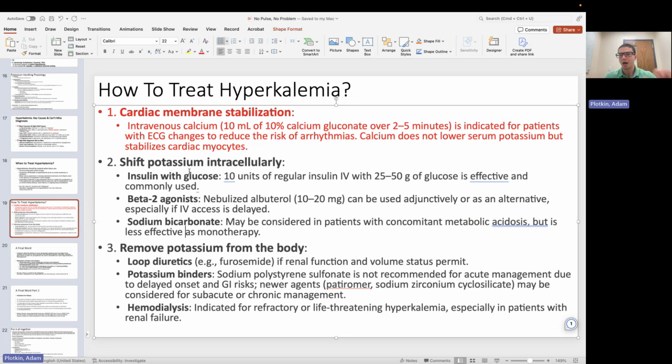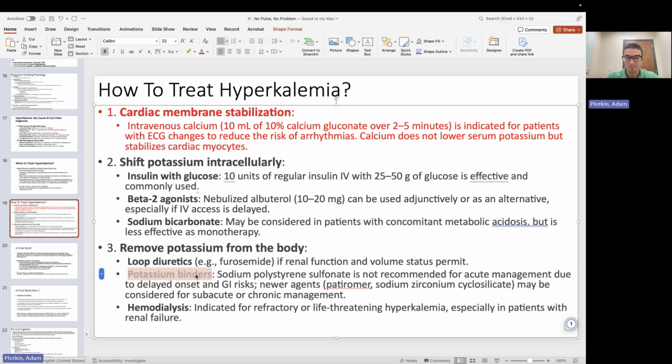So now we've stabilized the cardiac membrane, we've shifted the potassium intracellularly. Now let's remove the potassium from the body, any excess that's left, right? So we can do loop diuretics like furosemide. That's going to work in the thick ascending limb. It'll block the sodium potassium 2 chloride cotransporter in the thick ascending limb, right? We have to just make sure their renal function and volume status would permit for this.